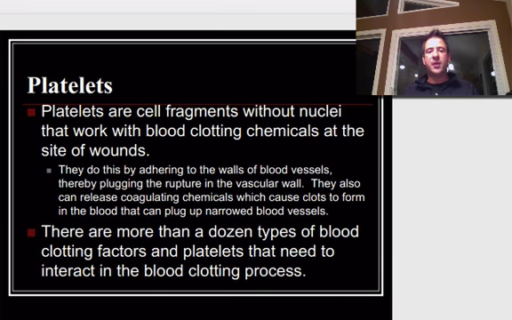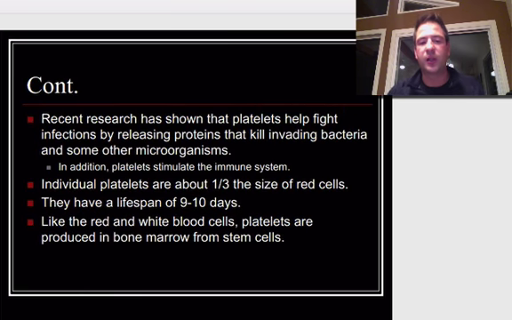They do this by adhering to the walls of blood vessels, and basically they plug the rupture of the vascular wall. There are more than a dozen types of blood clotting factors and platelets that need to interact in the blood clotting process, but the main role, and what I really want you to know, is that platelets are going to clot and prevent us from bleeding out, if they can.